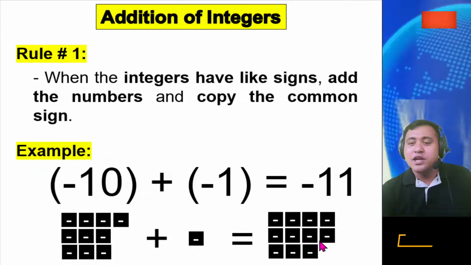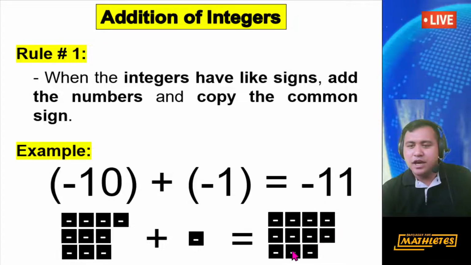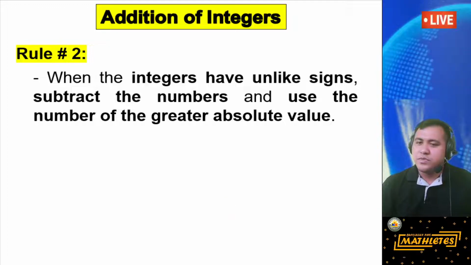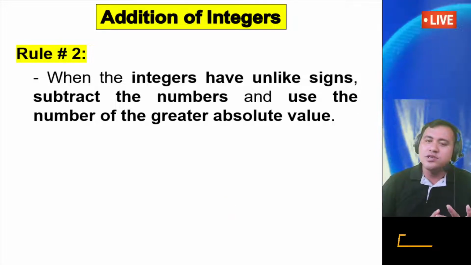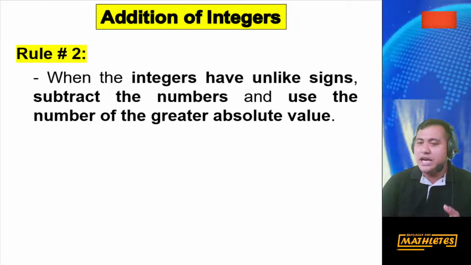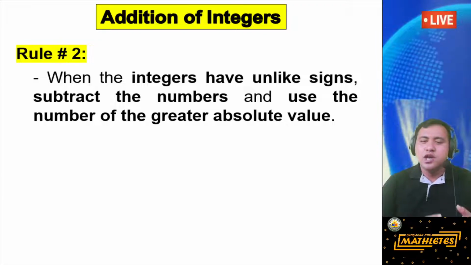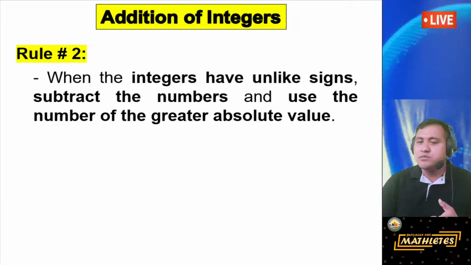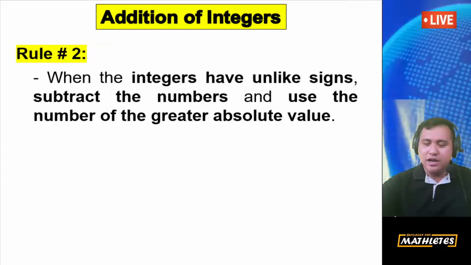So, sorry, that is negative 11. Okay? Next is rule number 2. Ang rule number 2 of addition of integers is that when the integers have unlike signs, subtract the numbers and use the sign of the number with the greater absolute value. Now, take note, absolute value ang gihisgutan.